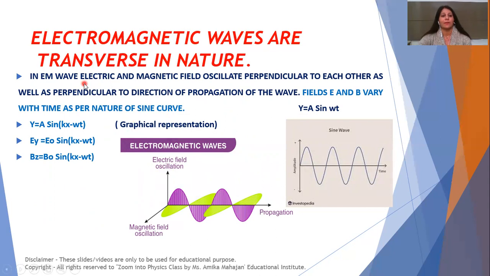In electromagnetic waves, electric and magnetic fields oscillate perpendicular to each other as well as perpendicular to the direction of propagation of the wave. Let's understand this point. This is the x direction in which the wave is moving or propagating. Then electric field oscillations and magnetic field oscillations will not take place along the x-axis. Rather, they will take place along the y-axis and z-axis. If the electric field is oscillating along the y-axis and the magnetic field along the z-axis, then both oscillations are perpendicular to each other as well as perpendicular to the direction of propagation of the wave.